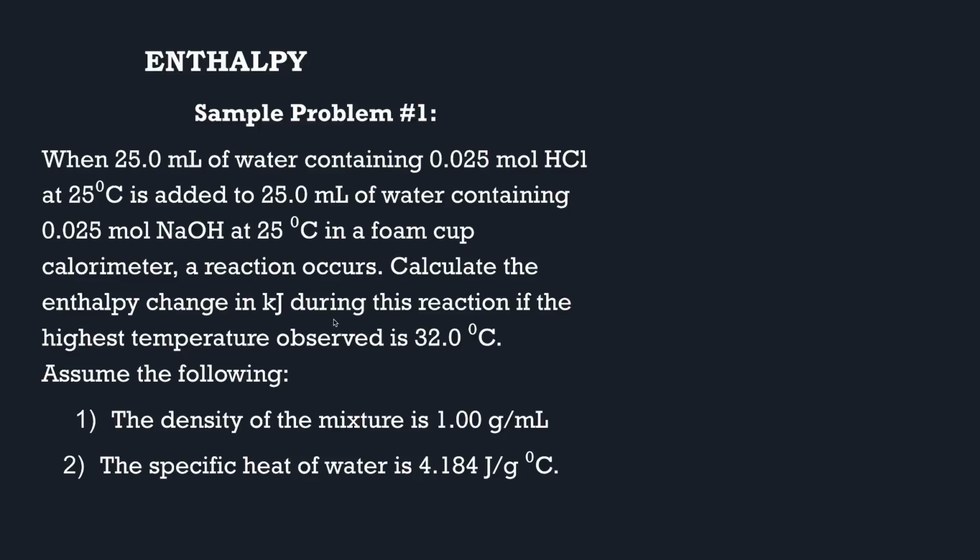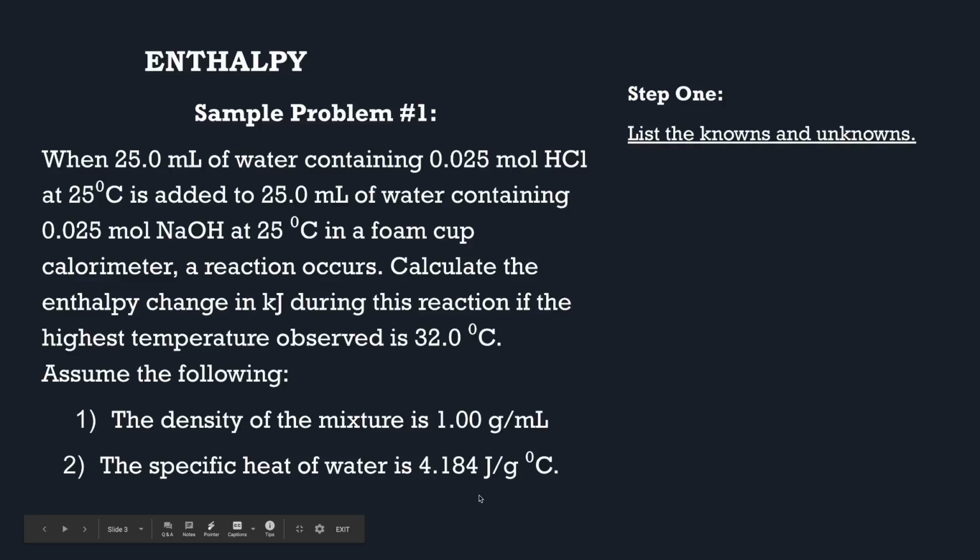So if we have 25 mils of water with the hydrochloric acid and 25 mils of water with the NaOH, we're going to have to add those mils together. So we're going to have 50 mils of solution. And if we're assuming that it's 1 gram per milliliter, that means you've got 50 grams. And the specific heat of water is 4.184 joules per gram Celsius. Notice this doesn't say kilojoules. So at some point, we're going to have to change this answer into kilojoules. Right here, our C, or our specific heat, is in joules.